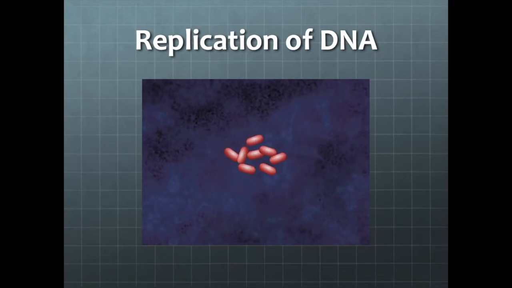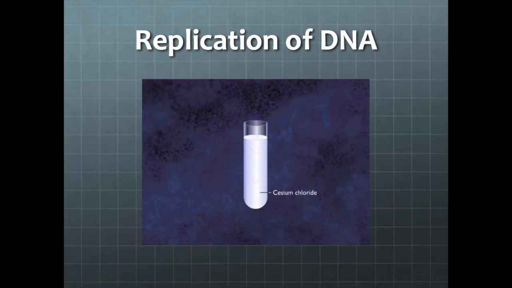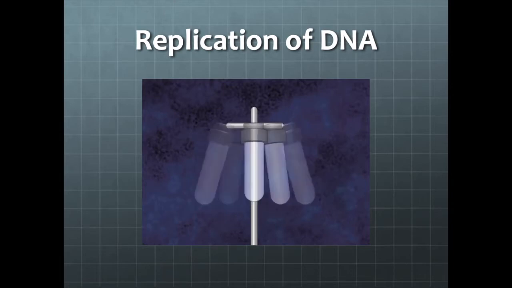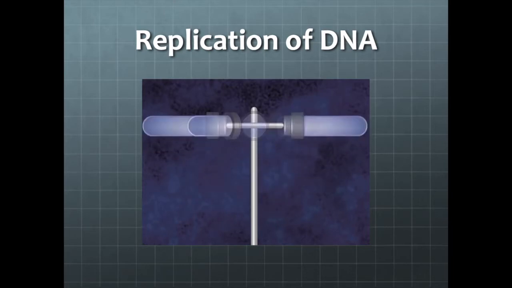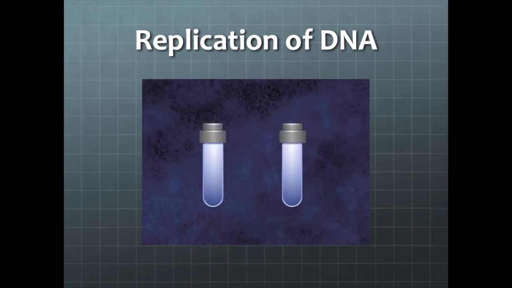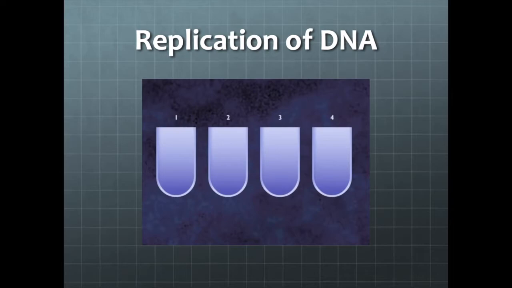The DNA was then extracted and dissolved in a solution of cesium chloride. The samples were then spun rapidly in a centrifuge. When the cesium chloride is centrifuged at high speed, a concentration gradient is established in the tube. DNA molecules move in the gradient until they reach a place where their density equals that of the cesium.